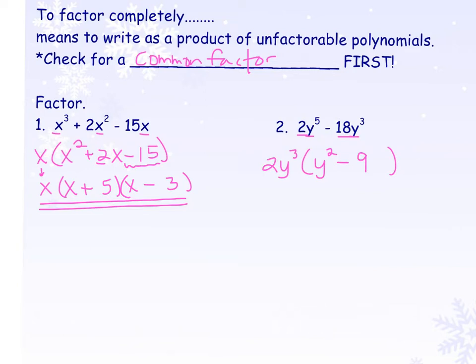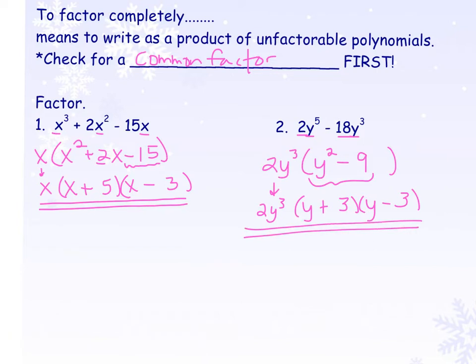Now that we've separated into a product of smaller parts, we have y squared minus 9, and that's a difference of 2 perfect squares. That'll always break down. The y squared term will split into y times y, and 9 will split into 3 times 3. In order to cancel out the missing middle term, remember one's positive and one's negative, and you can write them in either order. And then last but not least, drop down that product of 2y cubed times y plus 3 times y minus 3.